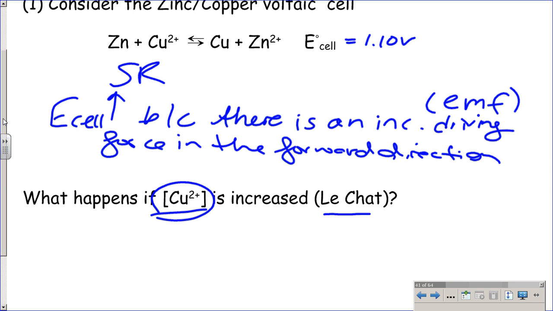So Le Chatelier's is very useful. If you had to plug it into the Nernst equation, you could. However, you would need more information than what I gave you so far. I would have to tell you it's increased to like 5 molar or something like that. I have to give you some values there.